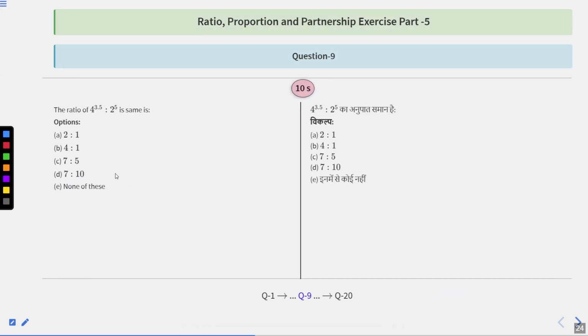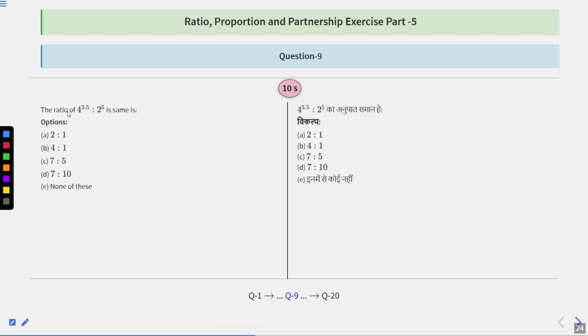Next one. The ratio of 4 to the power 3.5 ratio 2 to the power 5 is the same as. You have 5 options and 10 seconds to solve this question. Your time starts now.